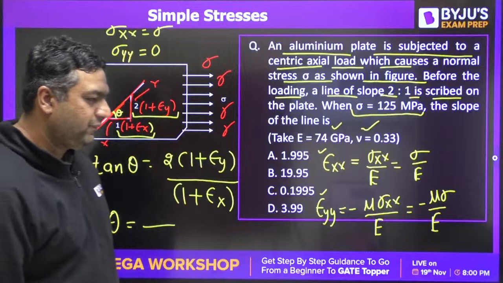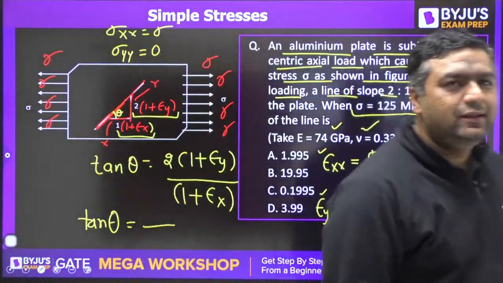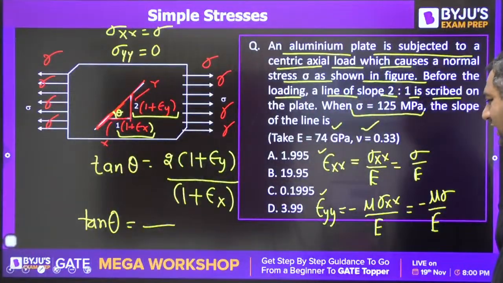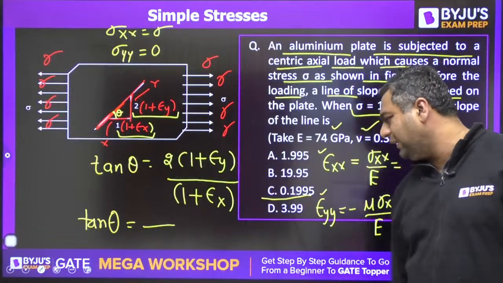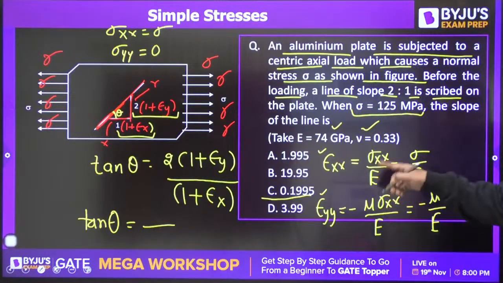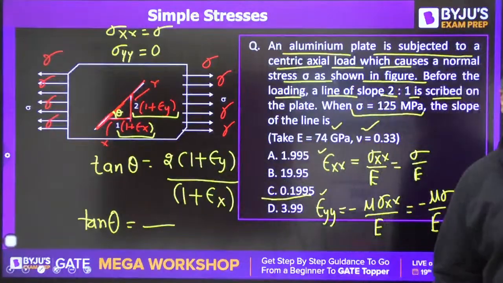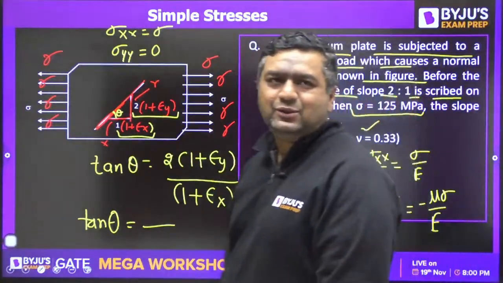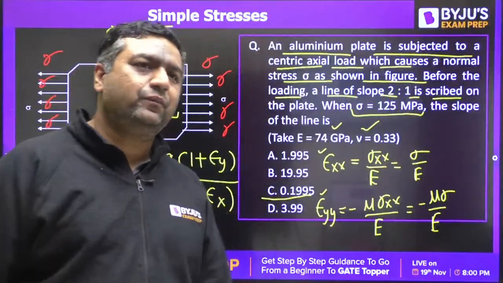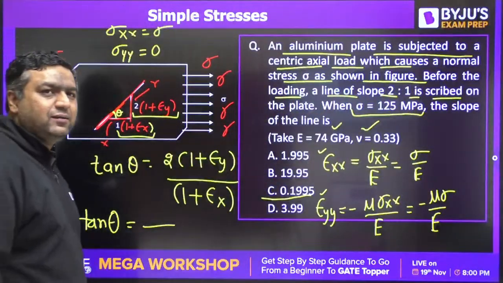Fine. Yes, Kalyan is saying 0.1995. So Kalyan is also saying C. You just need to find out epsilon xx, epsilon yy, put the values here, you will get the answer. Yes, once again check it, Midun. Once again check it.